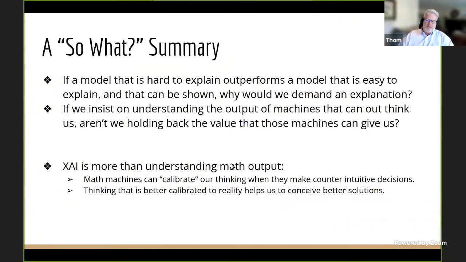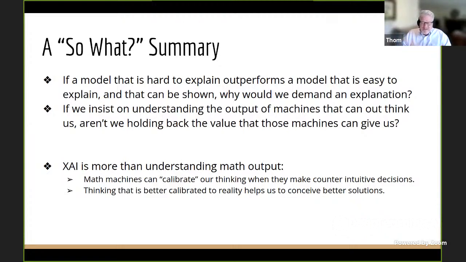Explainable AI is more than understanding math output. Math machines can calibrate our thinking when they make counterintuitive decisions. In other words, they're counterintuitive to us, but they can calibrate our intuitions. Now we can improve our intuitions based on what we're learning from these machines, but we've got to remember that humans are creating them. And let's remember, in this age, we're making machines that can do things mentally that we can't.